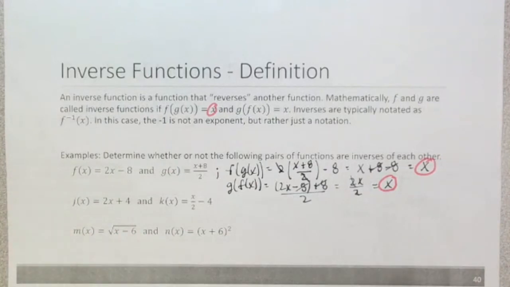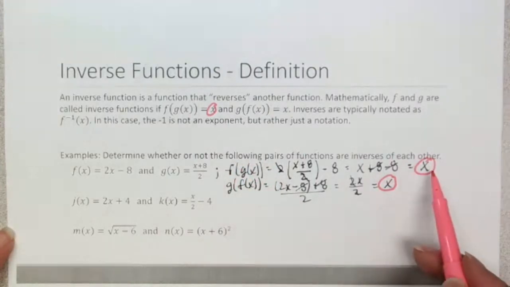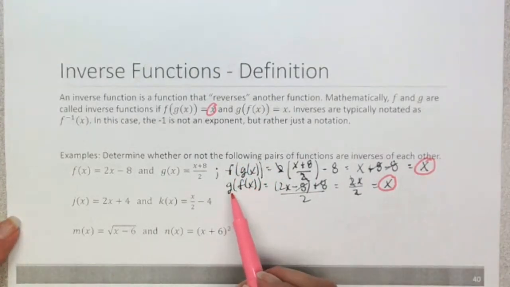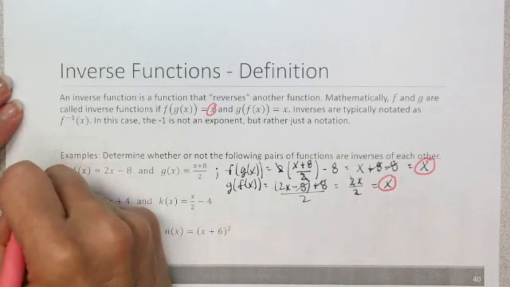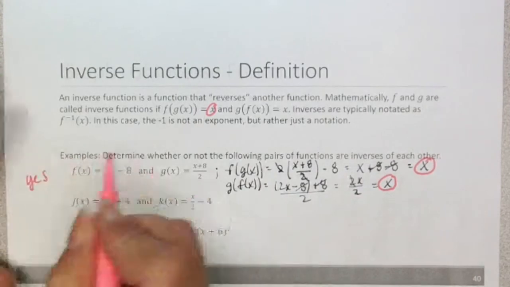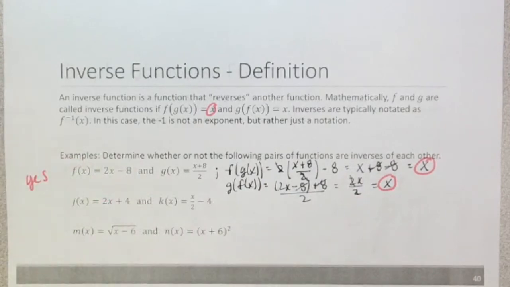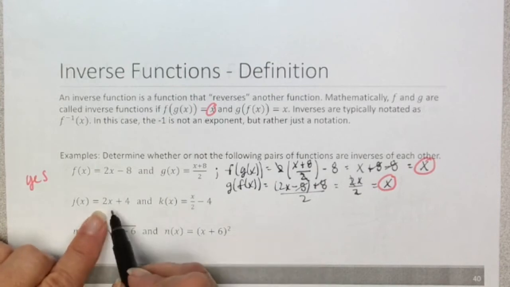Right? So, since f of g of x equals x, and g of f of x equals x, or when we compose g into f, we get back to the original input, and when we compose f into g, we get back to the original input, we would have to say that yes, these two functions are inverses of each other. Let's look at the next example.